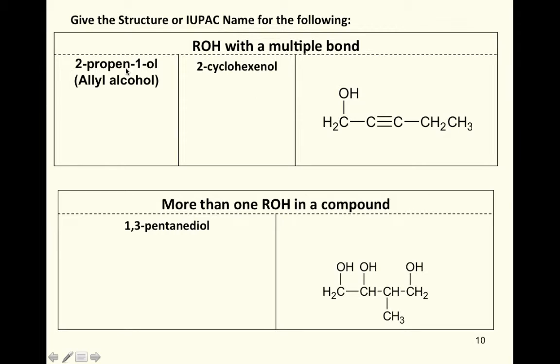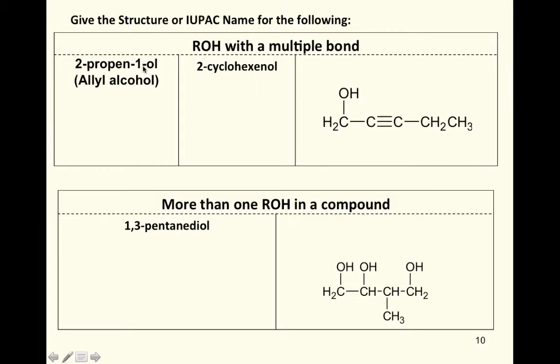2-propen-1-ol. So what's happening? This 1 right here is telling me the alcohol is on number 1. And this "en" here has the number 2 in front of the prop telling me where the double bond is. Notice we still have the E missing and we have the OL over here. You have to have a dash between numbers and letters, so there's dashes on both sides.